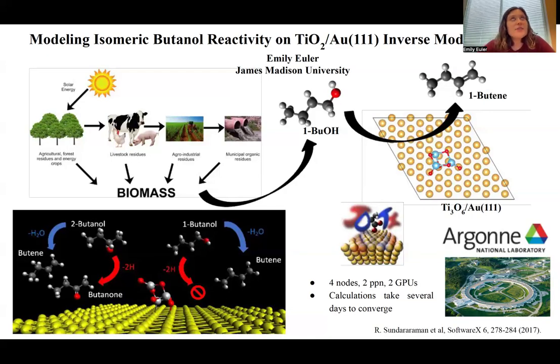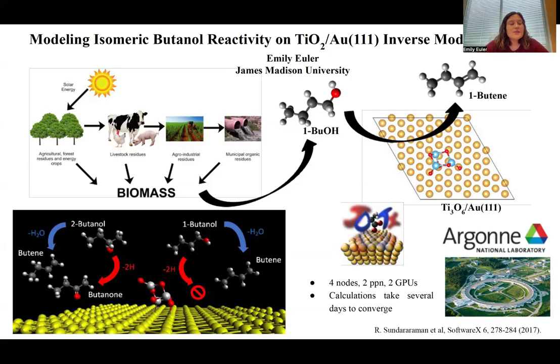A promising route for fossil fuel-free plastic production involves the dehydration of biomass-sourced small alcohols over inverse model catalyst systems to alkenes. From here, we can see this top picture represents biomass, and that can come from agricultural areas, forests, livestock residues. That can be turned into 1-butanol, and in turn, that can be dehydrated to form 1-butene via the loss of water over Ti3O6 gold 111. So that is the inverse model catalyst system that I use in my research.